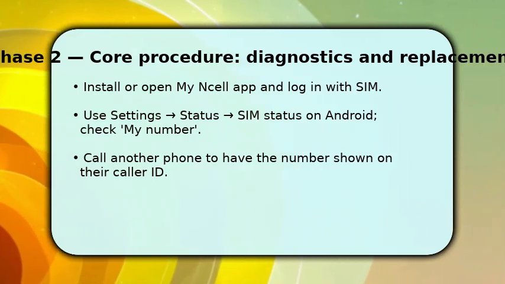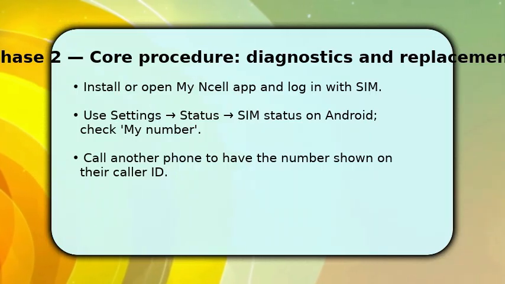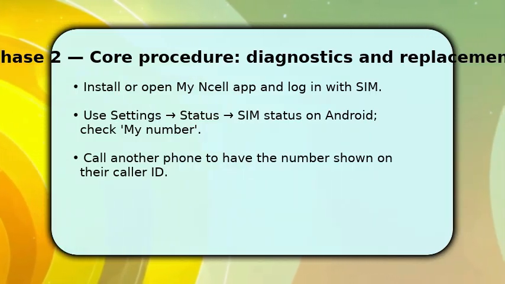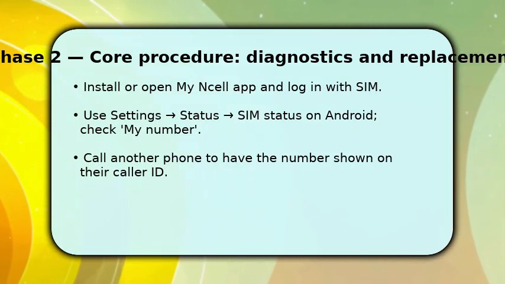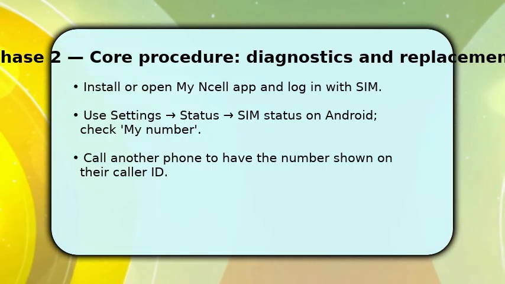If you prefer device tools, go to Settings then Status or SIM Status. Android often labels it My Number. Read it carefully. Alternatively, place a quick call to the other phone you prepared. Their caller ID will display your number instantly.